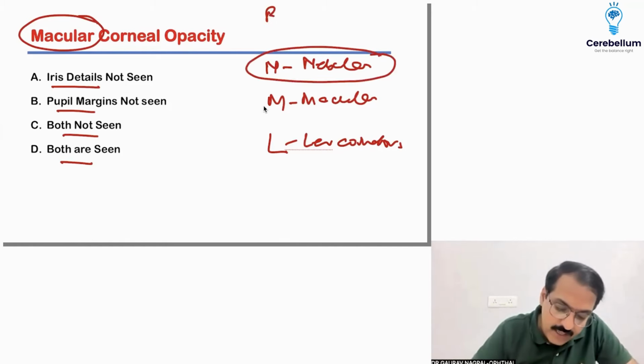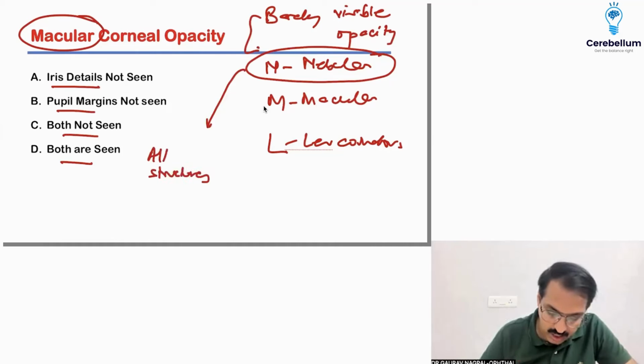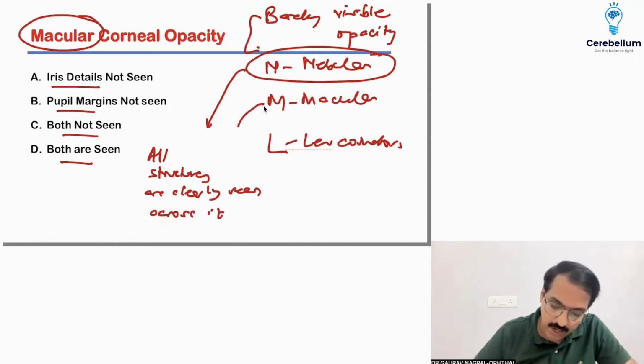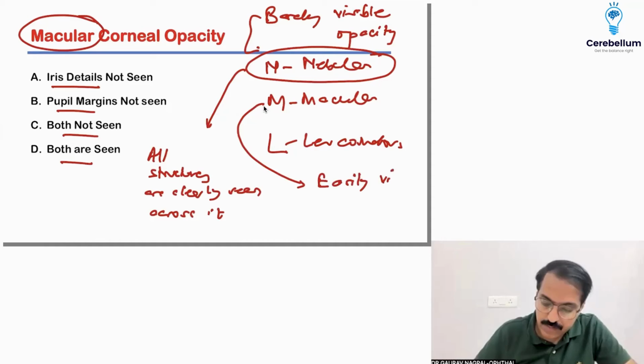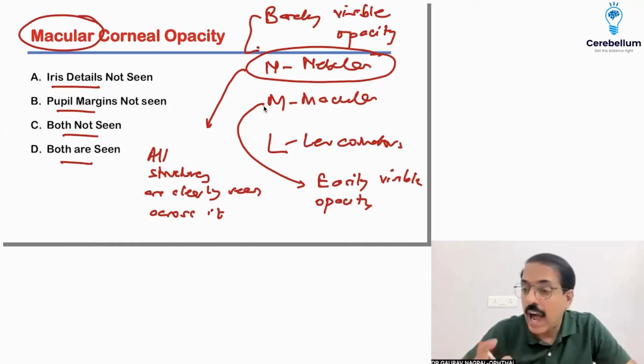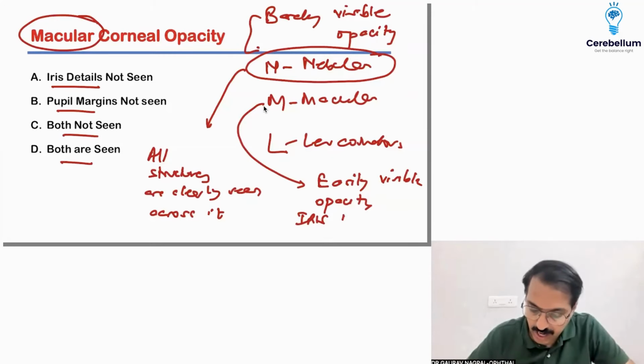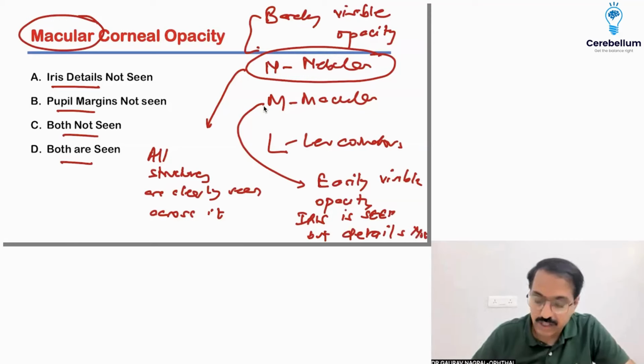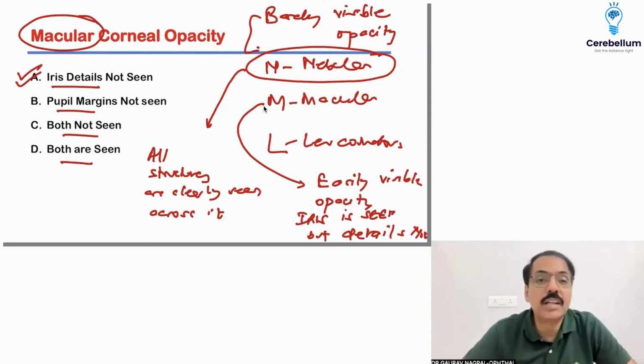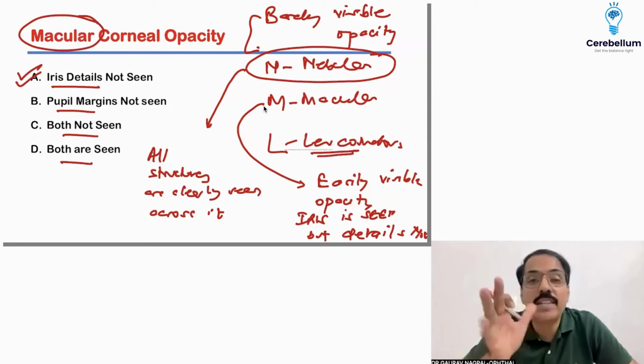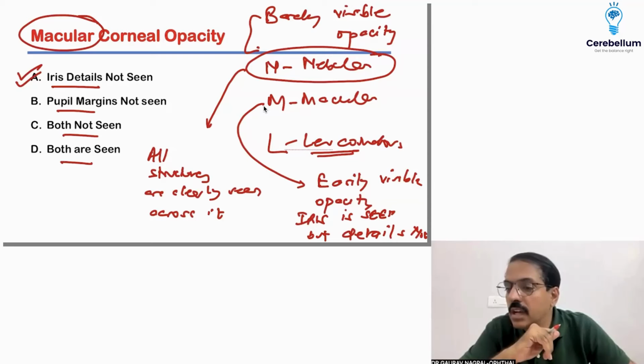Nebular opacity is a barely visible opacity, and you can see all structures clearly across it. Macular opacity is an easily visible opacity. Iris is seen, but details are not clear. So iris details are not clearly seen. Leukomatous opacity is one through which iris and pupil both cannot be visualized. It's a total opacity.